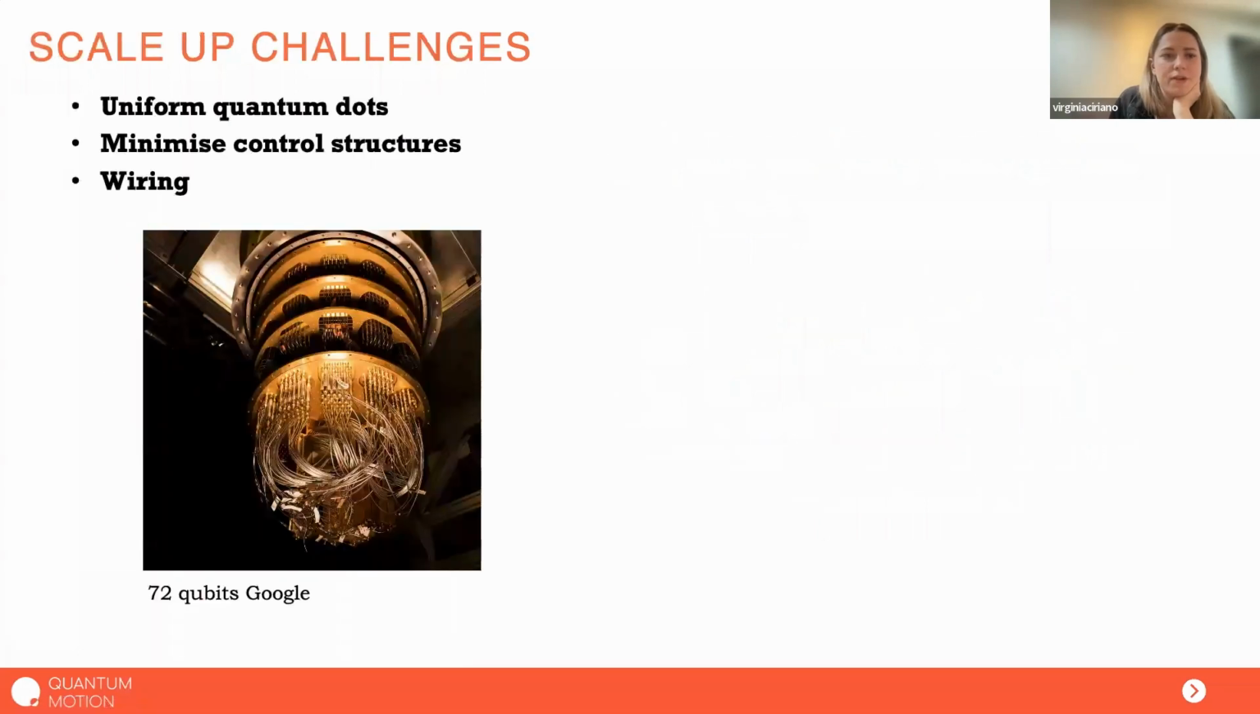Okay, so far we are tackling uniform quantum dots and minimizing the structures, but there is also the problem of wiring. So this is an image of the Google quantum processor, and we can see that it has a lot of cables, because currently in all qubit implementations, each qubit is wired one by one, and this becomes a bottleneck in terms of wiring.